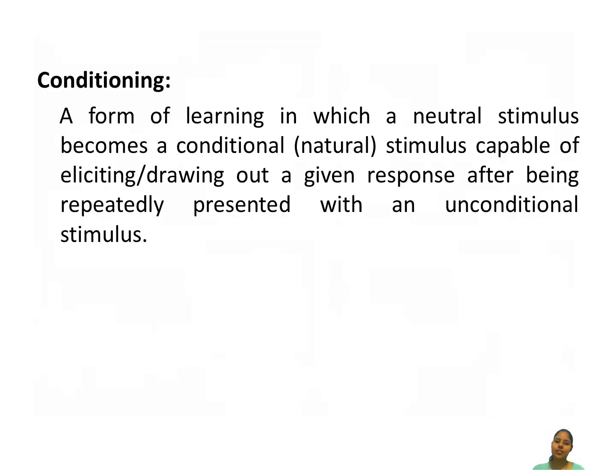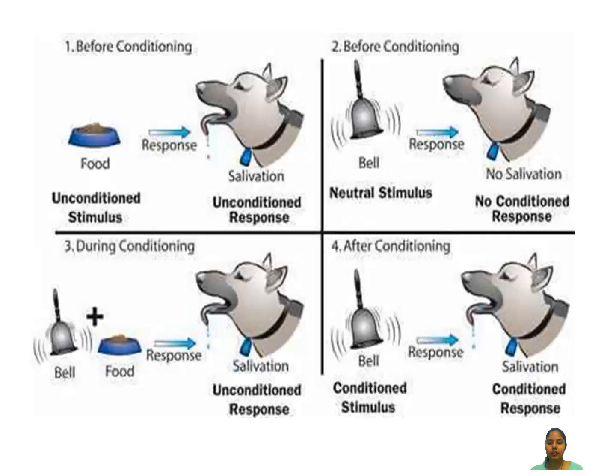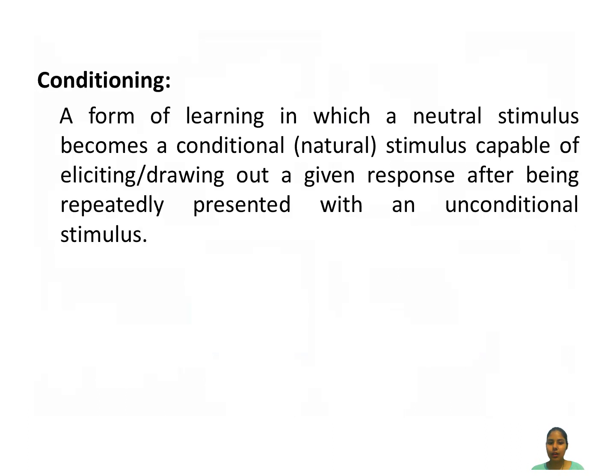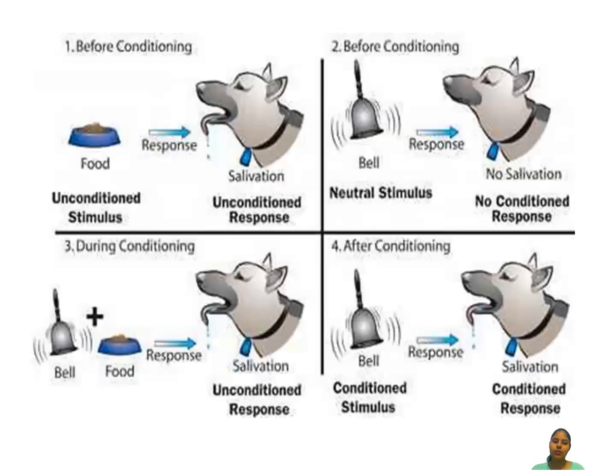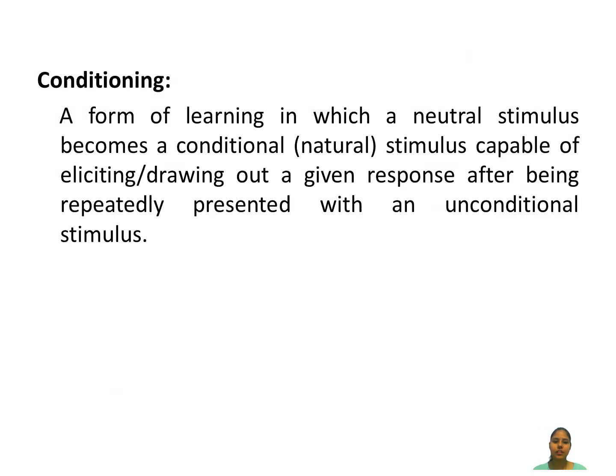So what is conditioning? Now we have understood that it is a form of learning in which a neutral stimulus becomes a conditioned stimulus. You have seen that the bell here becomes a conditioned stimulus, and we got the conditioned response. But earlier it was the neutral stimulus. Now after conditioning, that stimulus is capable of eliciting or drawing out a given response after being repeatedly presented with an unconditioned stimulus. So you can see here, the unconditioned stimulus is your food, the bell is associated with it, and now you got the conditioned stimulus. Due to that, you got the conditioned response, that is saliva. So that's how the conditioning is done.